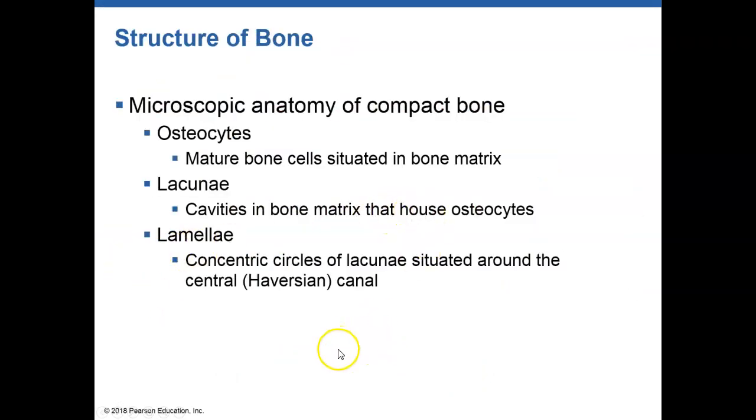So if we look closer, osteocytes are the bone cells that sit within those tiny little lacuna that I talked about, those little yellow structures. And lacuna are the cavities that house the osteocytes. Osteocytes are mature bone cells, and they are what produce or what maintain bony matrix. And then remember, lacuna are found within those concentric circles called lamellae.